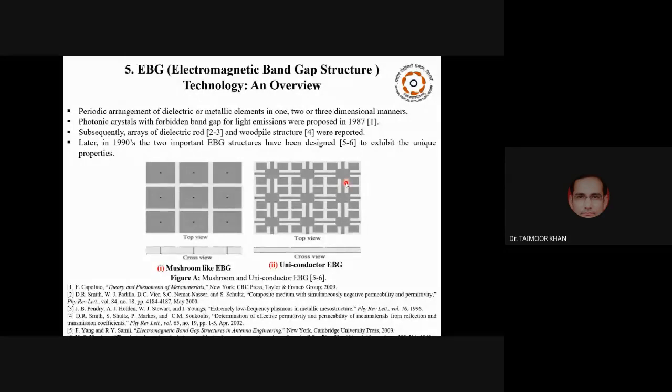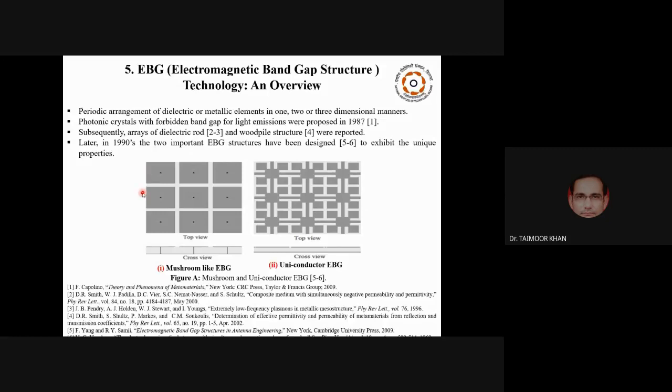First, the simplest is the one-dimensional structure, and the most complicated is the three-dimensional structure. Then photonic crystals with a forbidden energy gap for light emissions were proposed. That is again going to the classical way of the initial stage of the EBG structure. Then some dielectric areas and woodpile structures were reported. Later, in the 90s, two different structures became popular, the mushroom-like EBG structure.